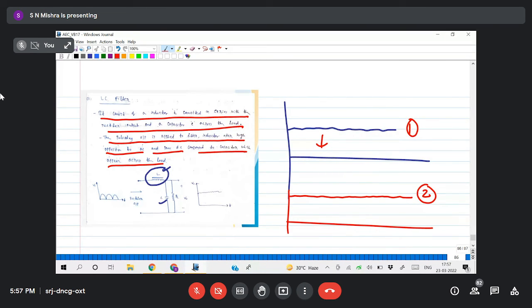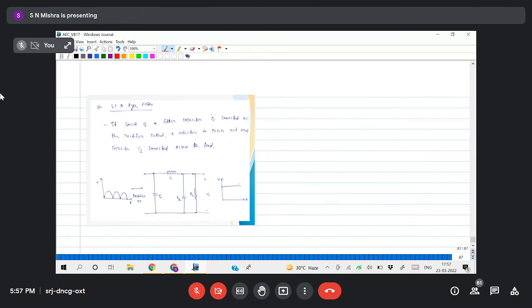If I want more smoothness, I can use another capacitor here. That means first the capacitor action takes place, then whatever is left over goes to the inductor, which processes it again, then again a capacitor. So that is called an LC pi filter. You see here, the structure is generally written like pi. One capacitor is connected here, one capacitor here, and one inductor here. The structure is like pi, so it is called LC pi.